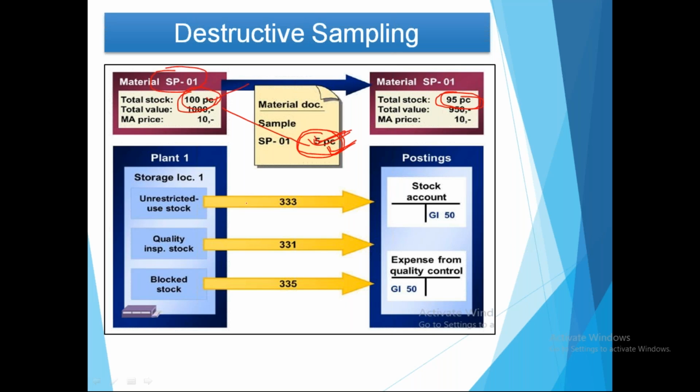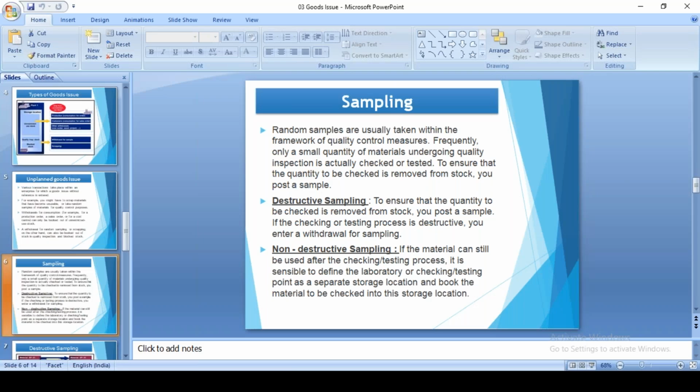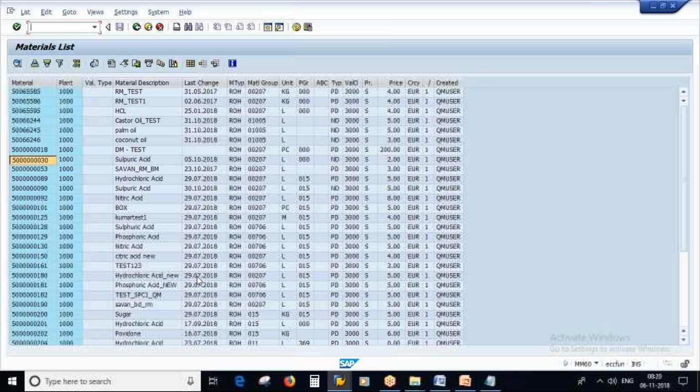The movement type used here, from unrestricted use stock, is the 333 movement. Whereas if you take the samples from quality inspection stock, the movement type is 331. If you take the samples from blocked stock, it will be 335 movement. Okay, so now we will see this in the system. Destructive sampling. Let's say we have this material, the same material.